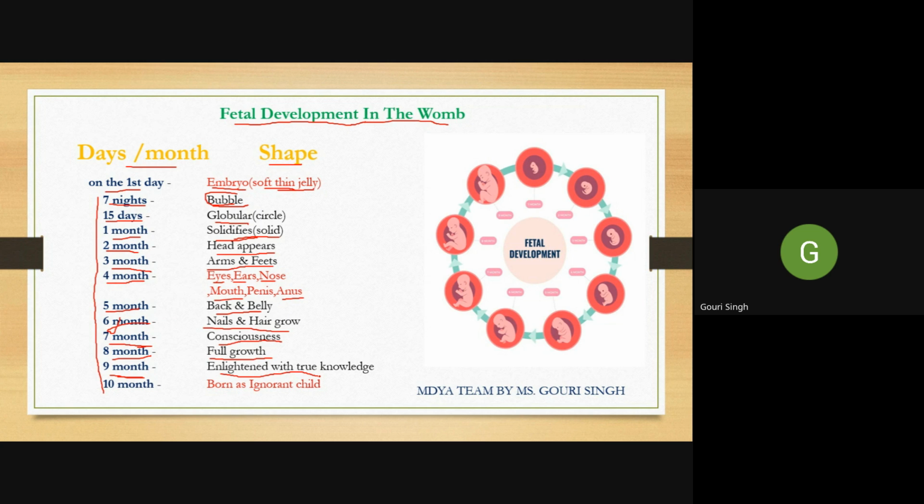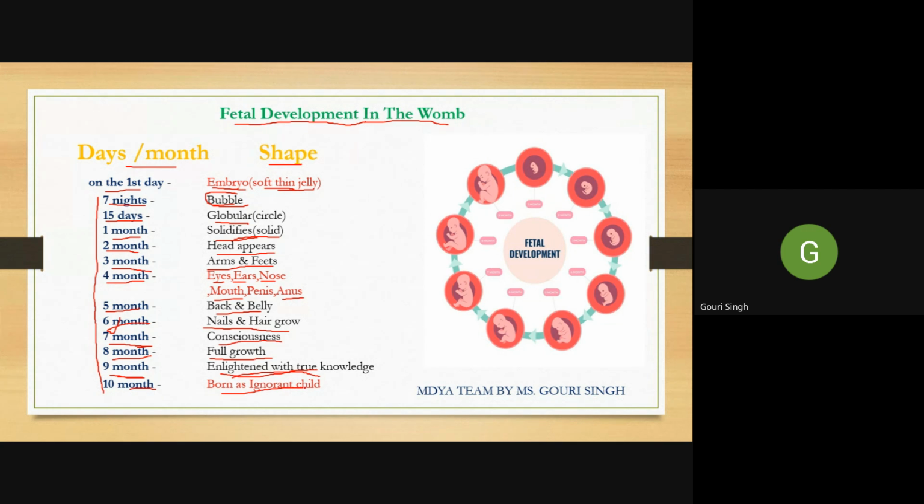Okay, before the birth, it is talking about the same thing. Enlightened with the true knowledge means the baby is present in the mother's womb, but he or she is talking with that supreme one: I know that I am nothing, I am just connected with that supreme knowledge. So that baby will know this in the 9 months. But what happens in the 10 months? That baby will be born as an ignorant child.